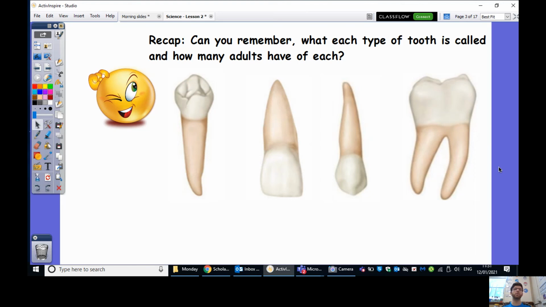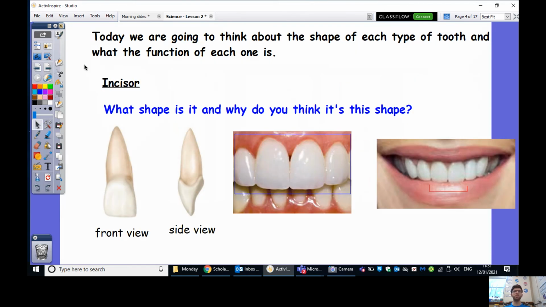And then, of course, we have our wisdom teeth, which come through a bit later, and adults have up to 4 of those. Really well done, guys. So let's move on to our new learning for today. Today we're going to think about the shape of each type of tooth and what function it has. So what job it does in our mouth.